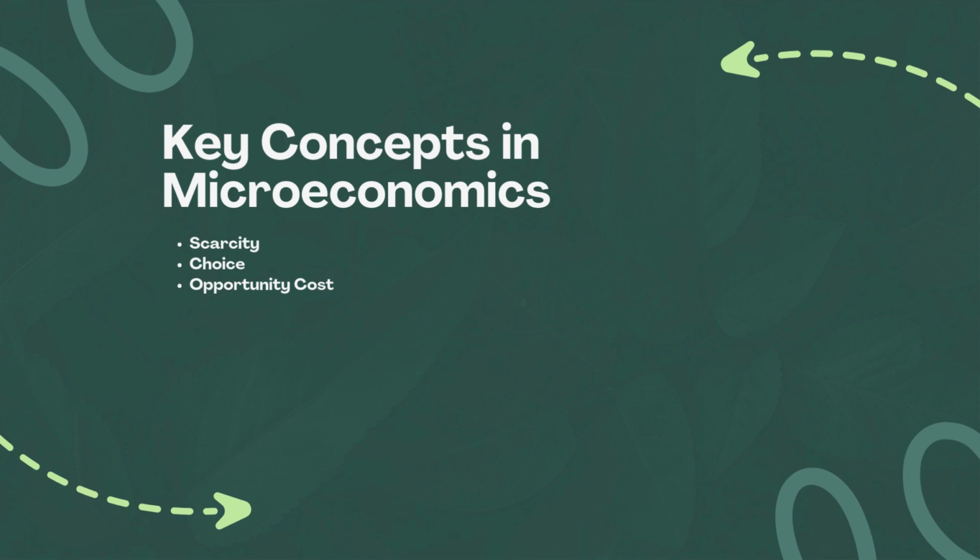For example, choosing how much of a budget to allocate to education, healthcare, or infrastructure is a choice that arises from scarcity. The third key concept in microeconomics is opportunity cost. Every choice has a cost, and opportunity cost is the benefit you give up by choosing one option over another. For instance, if you spend $10 on a book, the opportunity cost is what else you could have done with that $10, maybe having lunch or saving it. These three concepts form the foundation of microeconomics and will come up repeatedly as we explore topics like consumer behavior, production decisions, and market interactions.